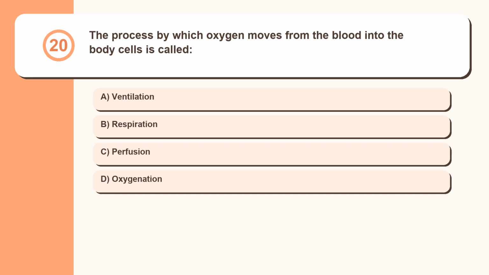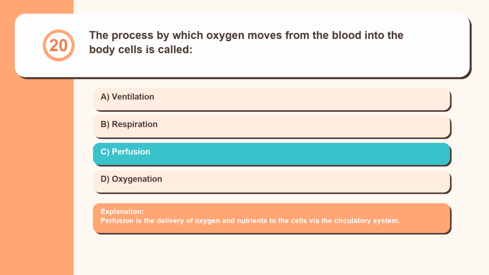Question 20. The process by which oxygen moves from the blood into the body cells is called ventilation, respiration, perfusion, oxygenation. Perfusion is the delivery of oxygen and nutrients to the cells via the circulatory system.